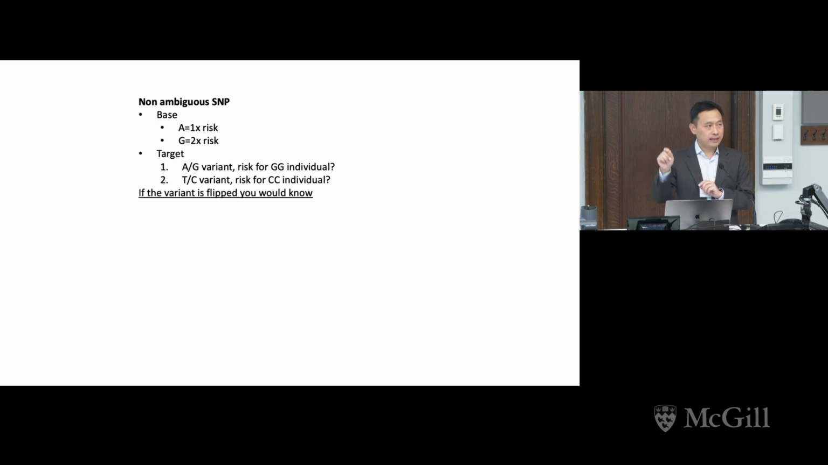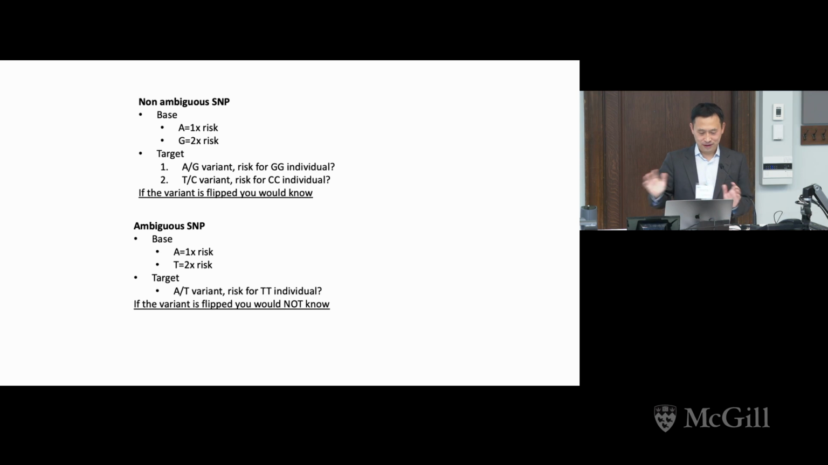All right. So the first question is very simple. Assume your target data has an individual who is a GG carrier. How much risk does this person carry? Raise your hand if you think it's 1, baseline. Raise your hand if you think it's 2. Raise your hand if you think it's 4. Yeah, right, good. All of you got it right. So what if you have a CC variant? How much risk does the CC individual carry? 4, right? Anyone who doesn't agree it's 4? All right, so this is pretty straightforward.